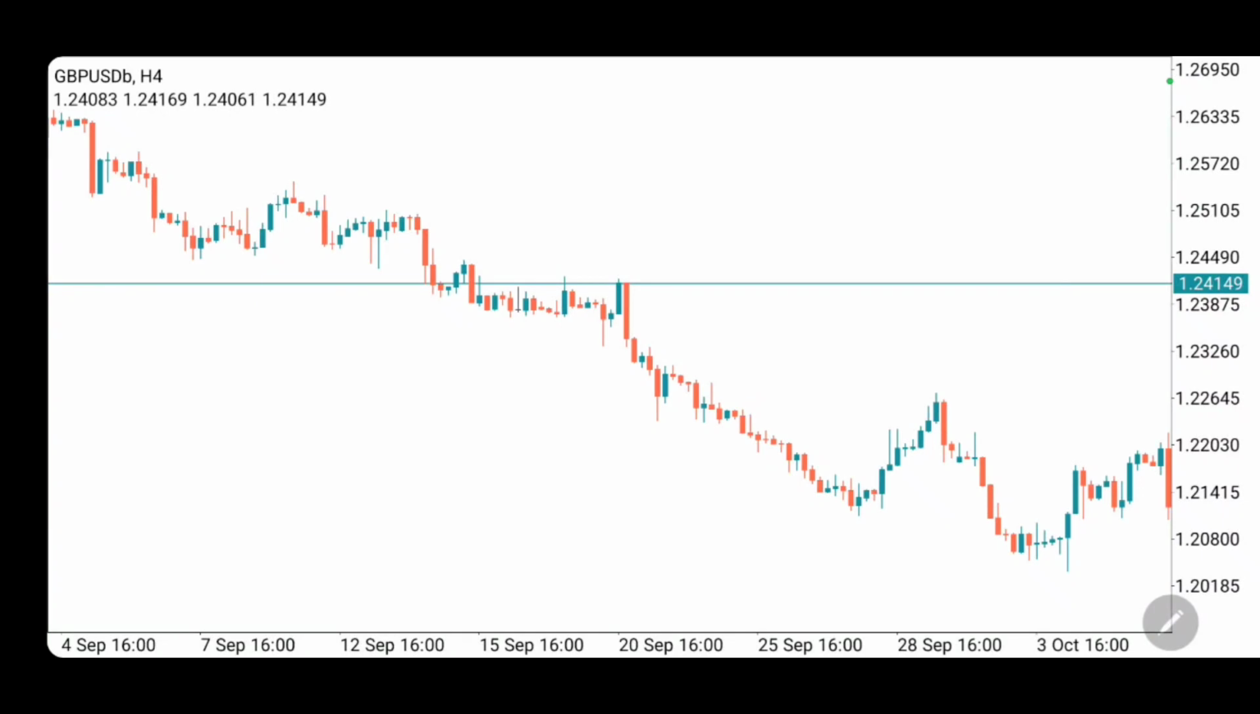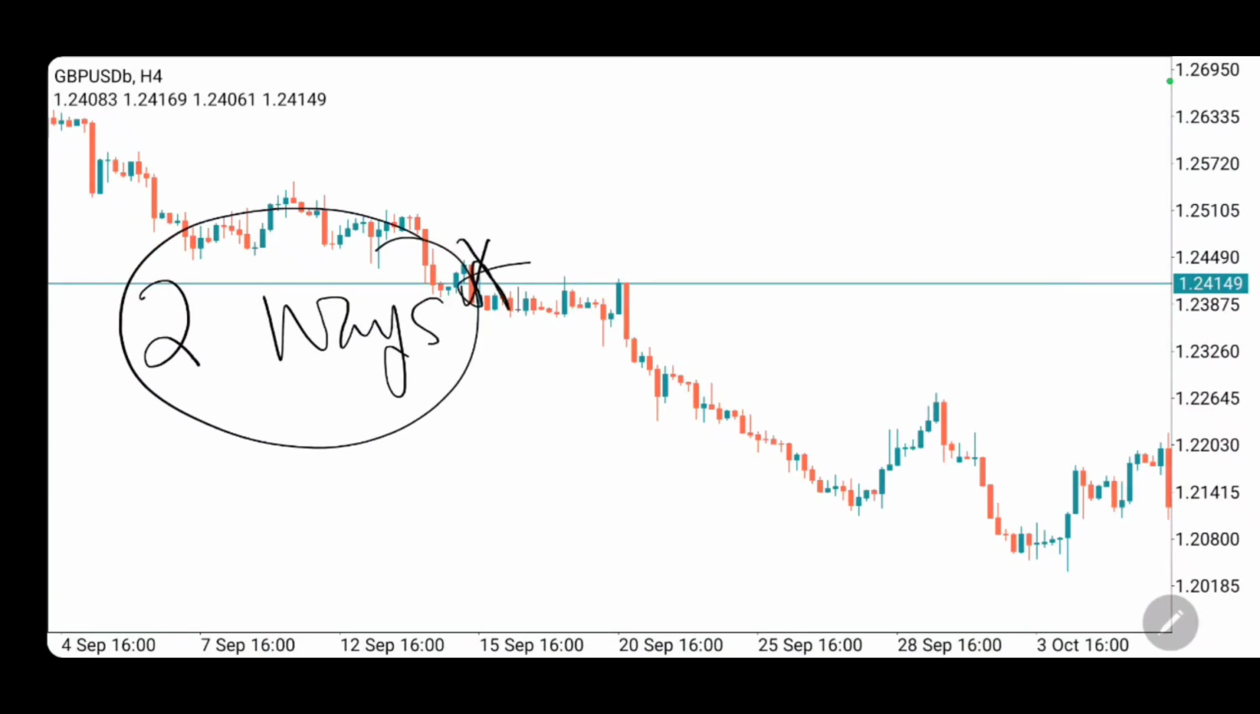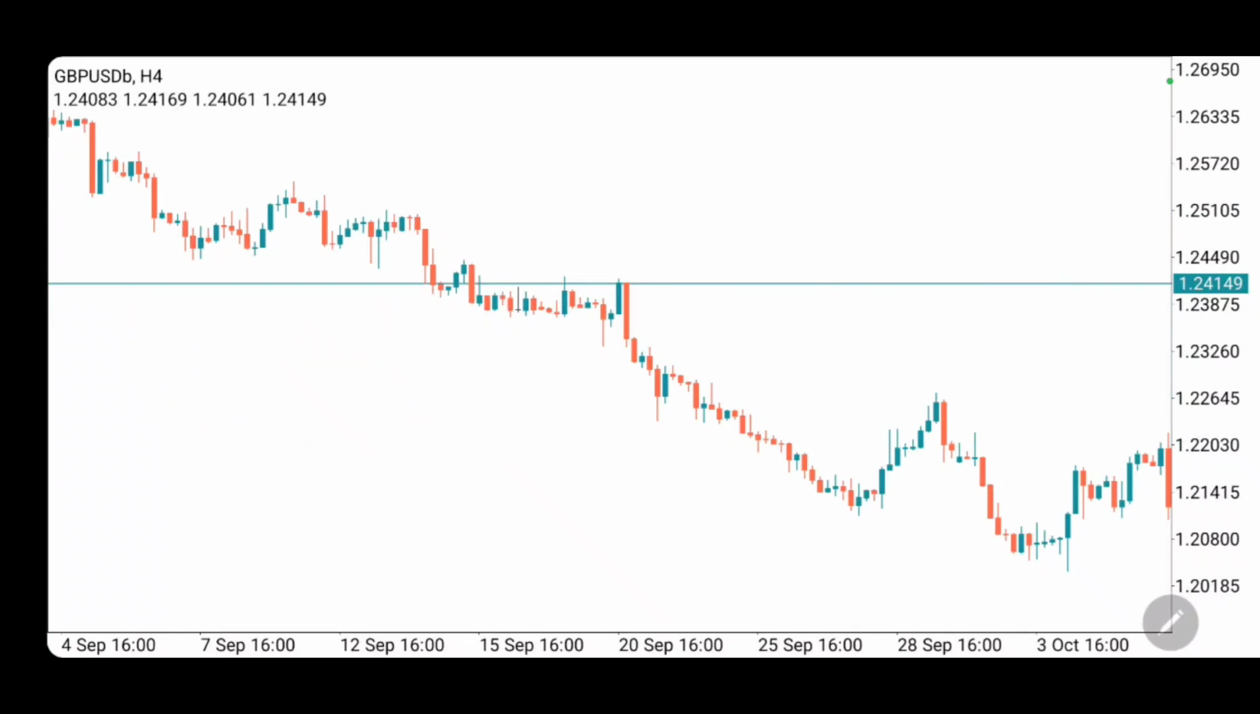So now the best way to trade fair value gap is to trade them in two ways. I'm going to show you two ways that are more effective. That's what I'm going to show you in this video. All right, so the first one is to trade it as a return to order block, when you have a valid demand and supply zone.